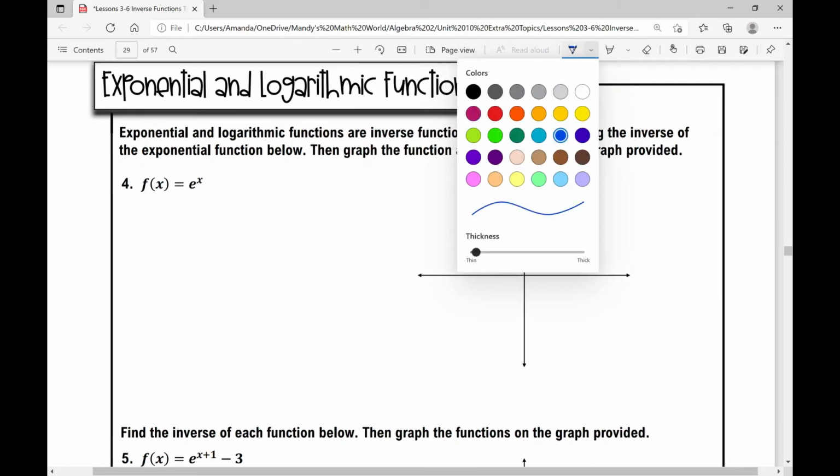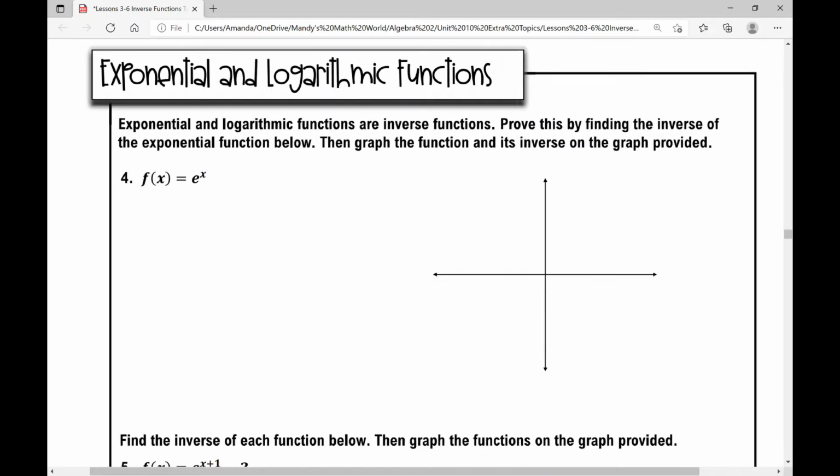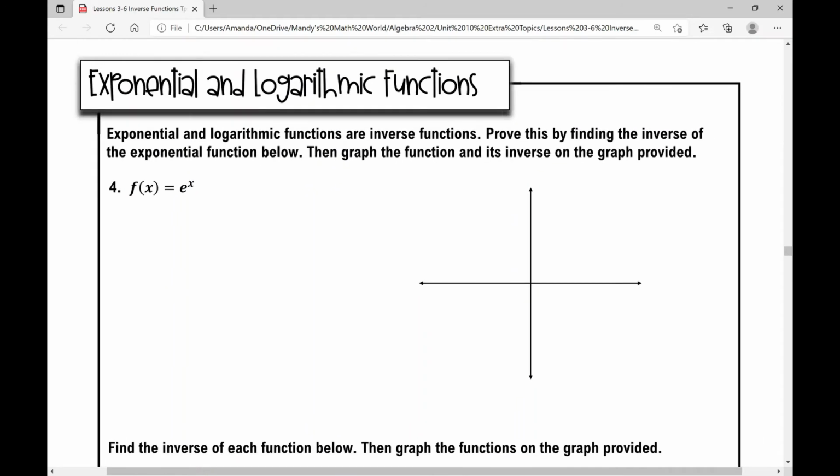What color do I want to use for this? I'll use dark blue. So they're inverse functions, and we're going to prove that by finding the inverse of this exponential function below. And obviously, we have our natural number as our base, and we're going to graph this function on our coordinate plane.